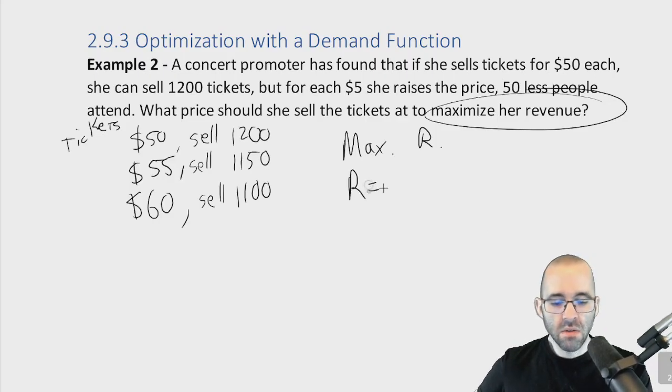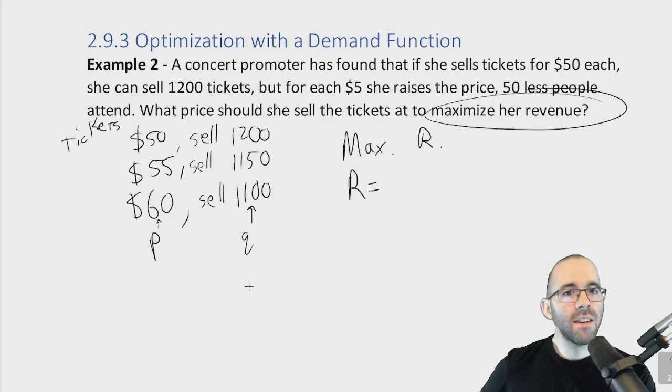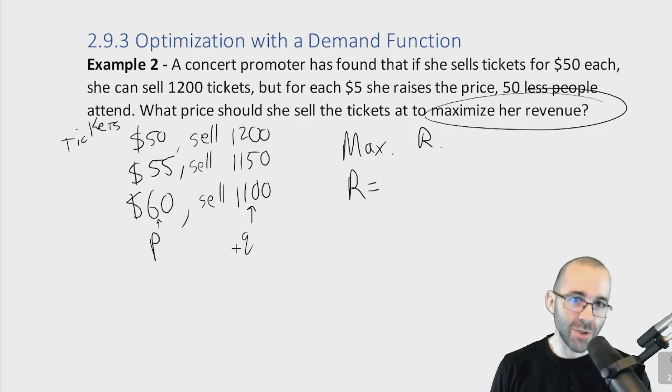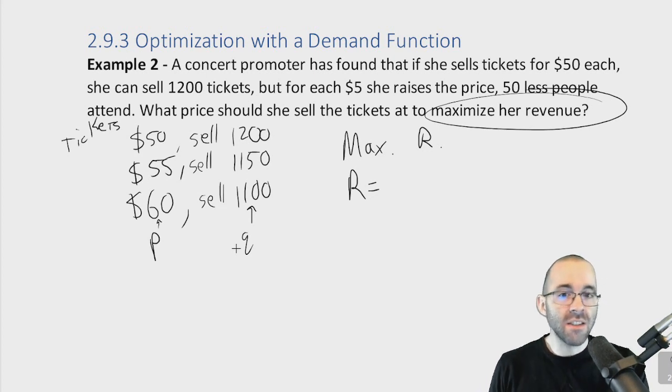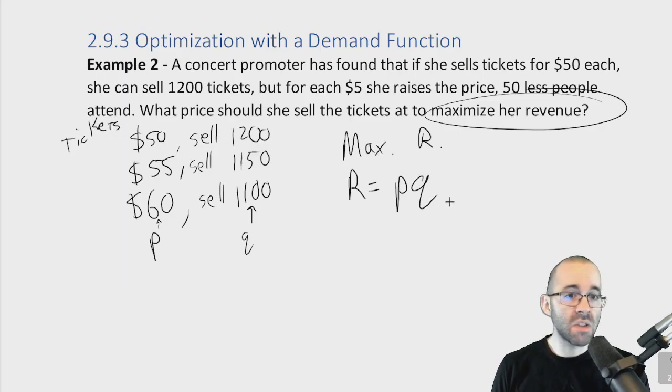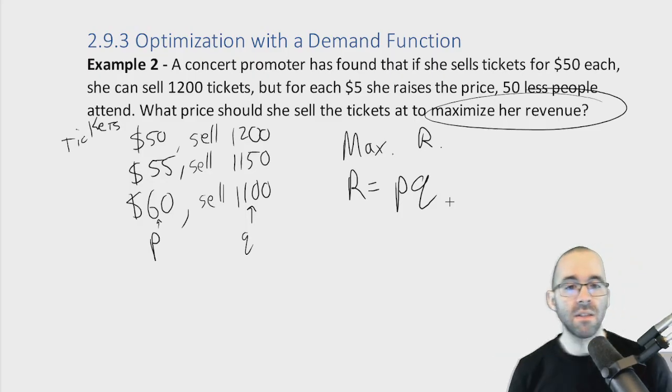So what is revenue? Can't really draw a picture here that I can see, but we do need some variables. Well, there's a price that we charge for the tickets, and there's the quantity of tickets that we can sell. A very common thing in our class is that our revenue is just going to be, what do you charge? How many do you sell? Multiply them together. This is the function we want to maximize.